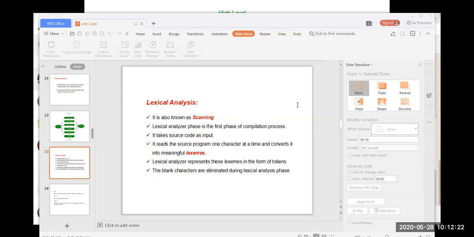When we come to the token, how can we define it? It means the smallest unit of the program. When we start dividing the program into parts, the smallest part of the program which cannot be divided further is known as a token. Clear? That is called a token.